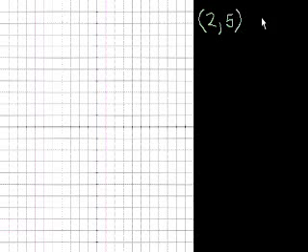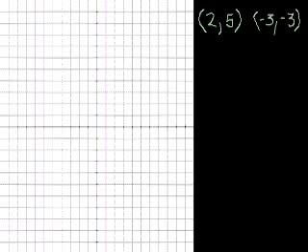Hello, we're now going to do some more slope and maybe some y-intercept problems as well. Let's get started. So let me make up a problem. Let's say we have the points 2, 5, and the other point, let's make that -3, -3. Well, first let's just graph those 2 points.